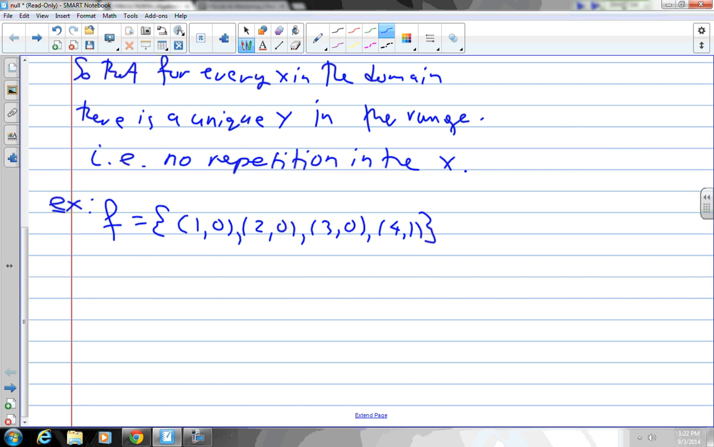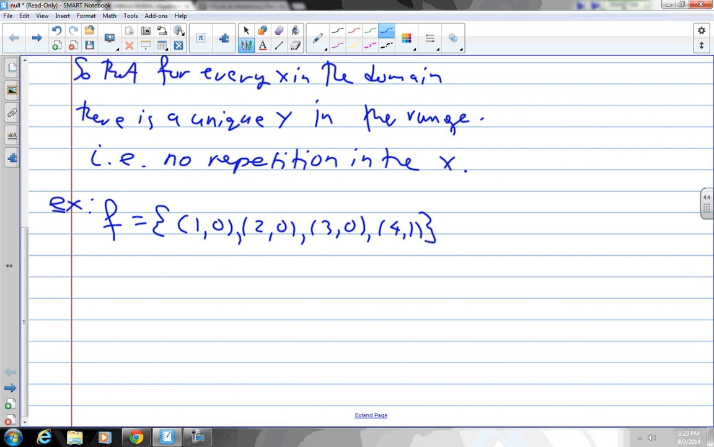Is f a relation? Yes, it's just a set of ordered pairs. Is f a function? Yes, because there's no repetition in the x. That's all we worry about. All x values are different, right? If some of the y values are the same, that's okay.